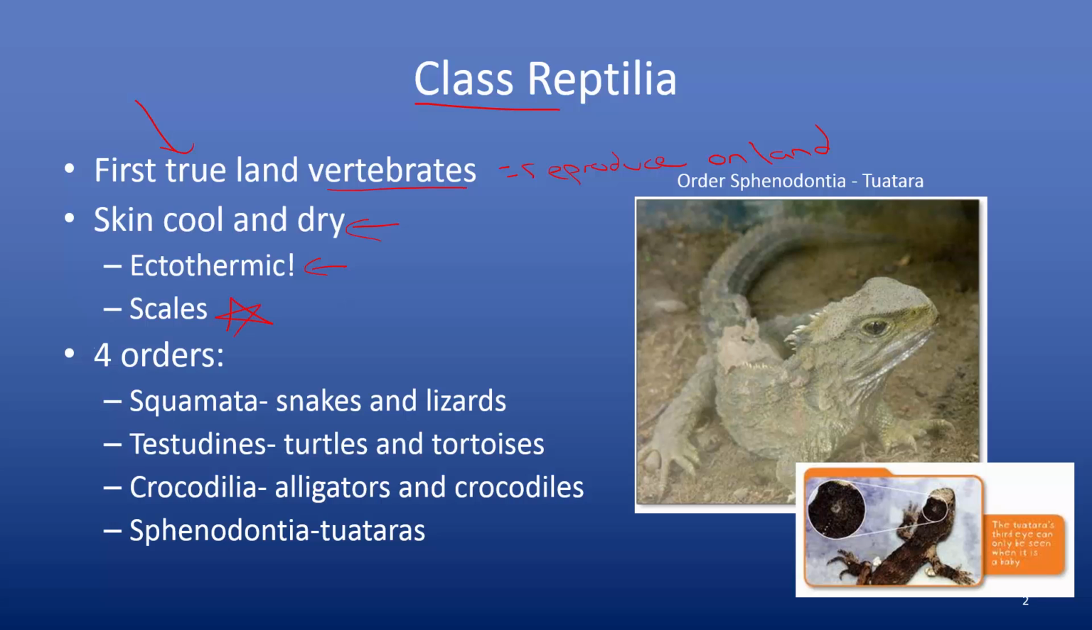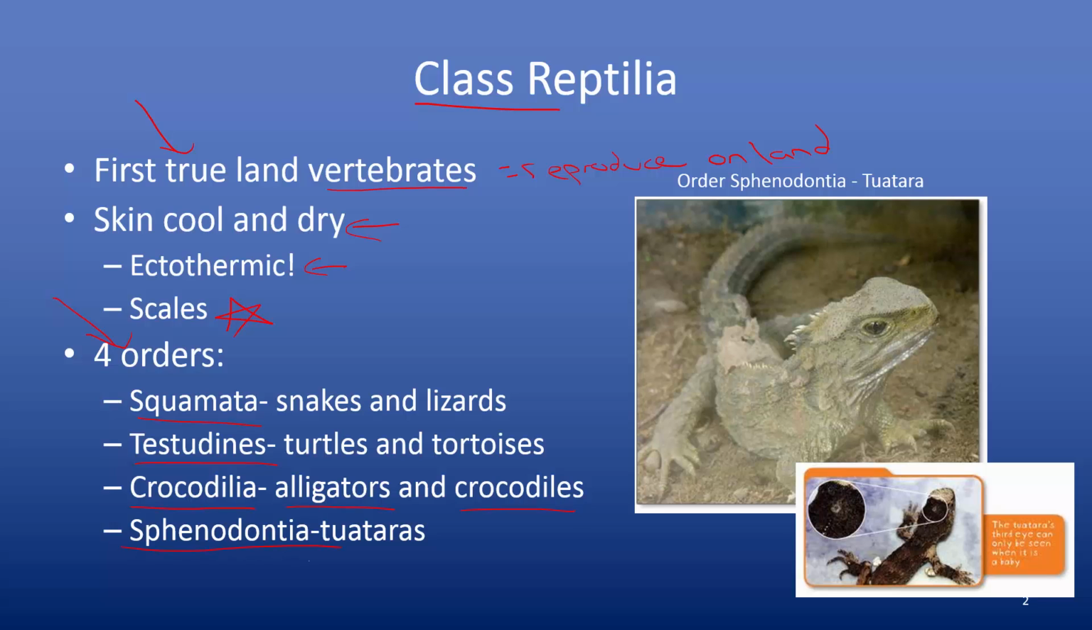And we can further break down our reptiles into 4 orders, so kingdom, phylum, class, and order. We'll talk a lot about Squamata here in a little bit, and we'll cover Testudines. Those are your turtles and tortoises. Then Crocodilia. Those are our alligators and our crocodiles. But for now, I want to touch briefly on our tuataras, the Sphenodontia.